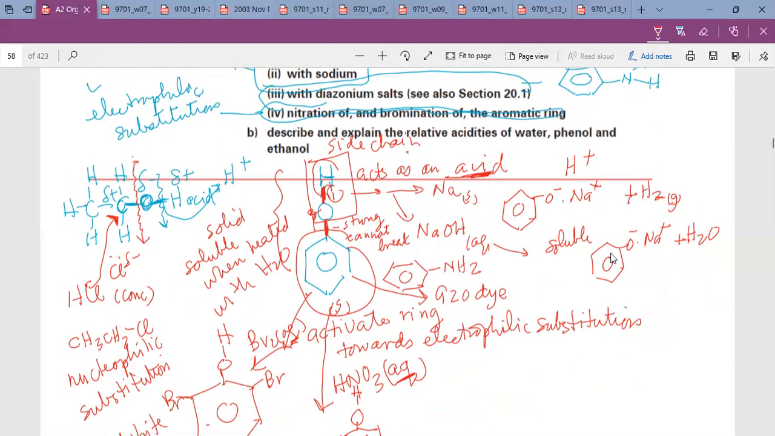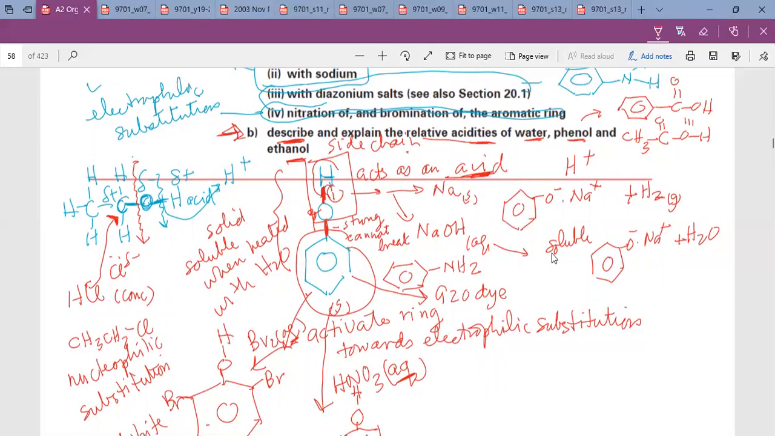Now they will ask you this part here. Describe and explain. You need to know why and how it happens. Why? Relative acidities of water, phenol and ethanol. I want to add one more. They will also ask you for your benzoic acid. For this one here, you can see later, they are very tricky. Or they can ask you for CH3, see this one here. Doesn't matter, they're both the same.